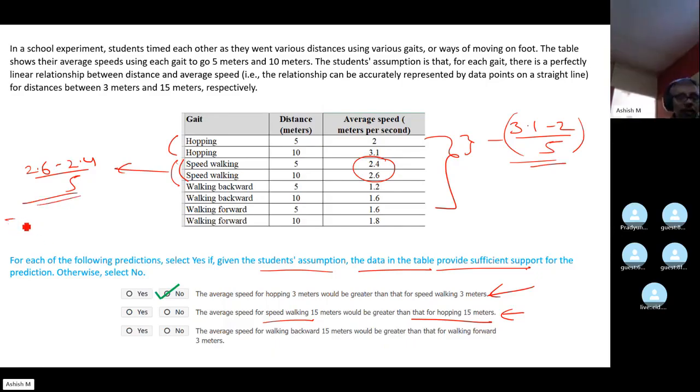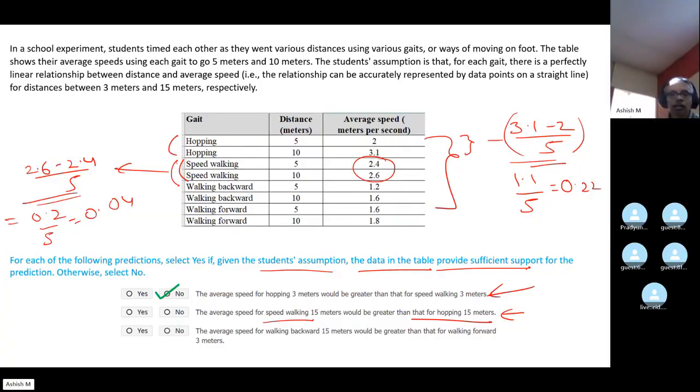So this is how much, guys? 0.2 upon 5, which is 0.04. Am I correct? Right? While this is 1.1 upon 5, which is how much? 1.1 upon 5, 0.22. All right. 0.22 meters per second is the average increase for 1 meter increase in hopping.